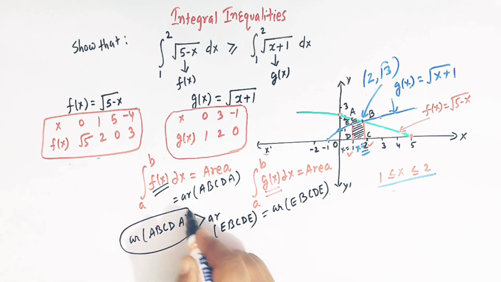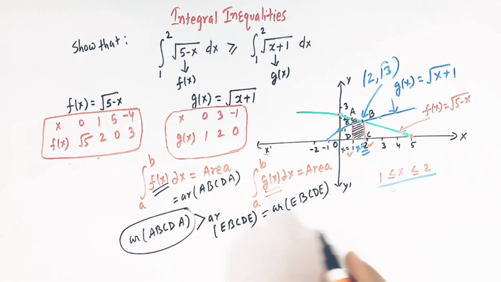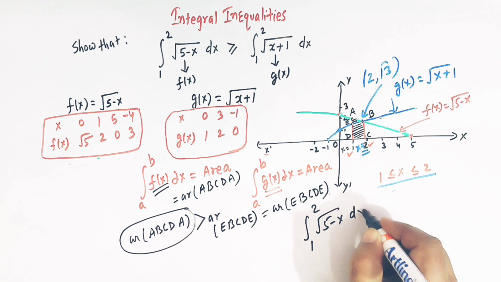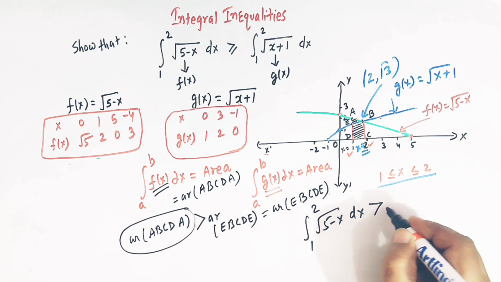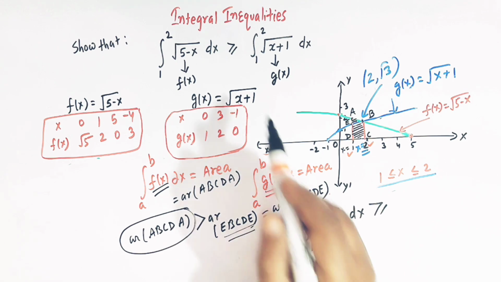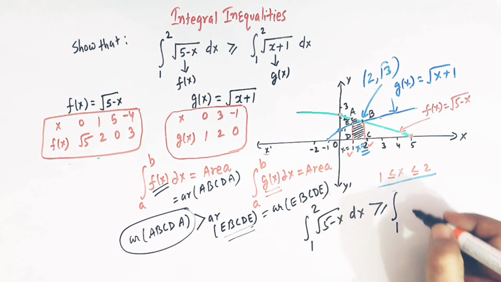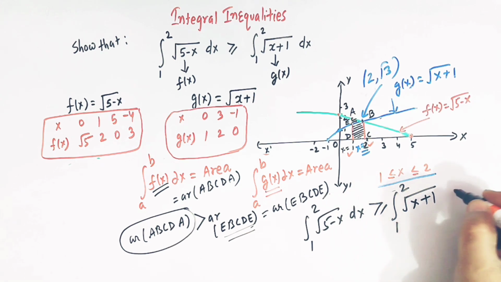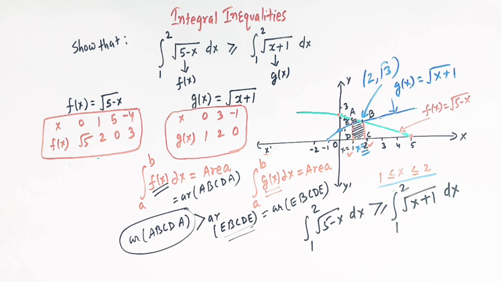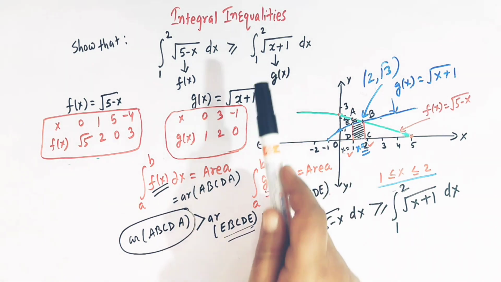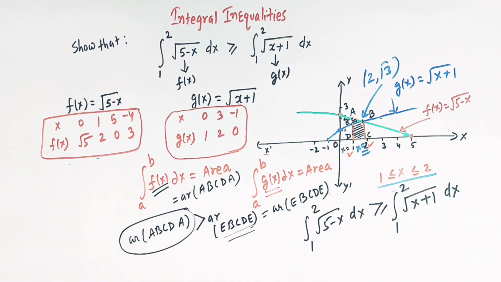And this area represents this integral, which is the integral from 1 to 2 of square root of 5 minus x dx, and this is greater than or equal to the area represented by this integral, which is the integral from 1 to 2 of square root of x plus 1 dx, right? So this is how, by the method of area bounded by curves, we can prove these kinds of inequalities.